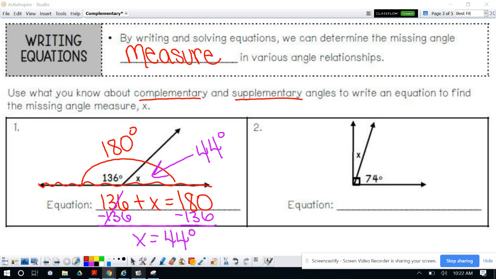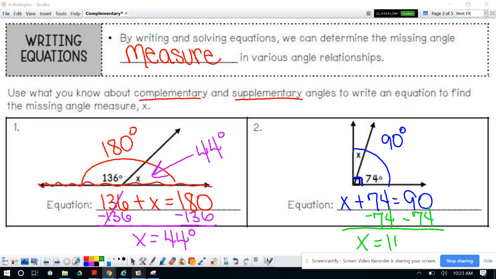On number two, we see that these make a right angle when they're combined, which means that they total 90 degrees. So they are complementary because they total 90 degrees. So x plus 74 equals 90. And again, we would subtract the 74 to get rid of it. And x is 16. So that means that this is 16 degrees. So again, remember that you can pause the video, rewind, make sure that you really understand what's happening.